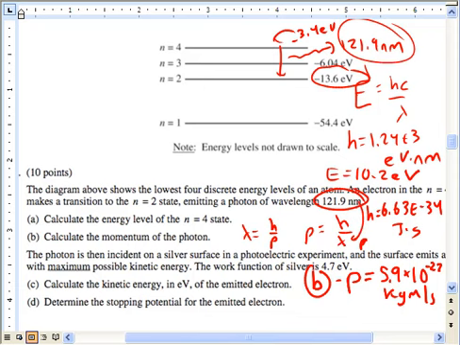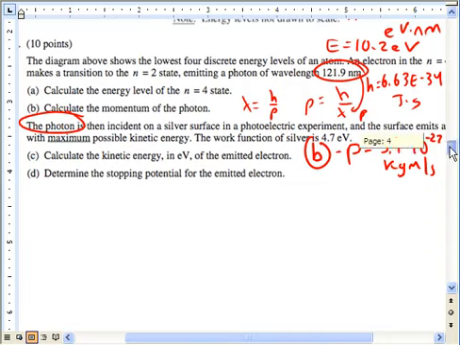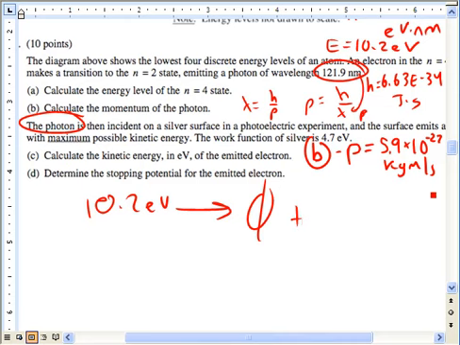Okay, now C and D, totally different problem, except that the same photon hits a silver surface in a photoelectric effect experiment. Remember, photoelectric effect, energy goes in as light, goes out to do two things: to get the electron free and then to give it energy. Okay? It tells us the work function's 4.7 electron volts. So remember, we're putting 10.2 electron volts in, that's the photon. And that becomes the work function plus anything left over can become kinetic energy, right?